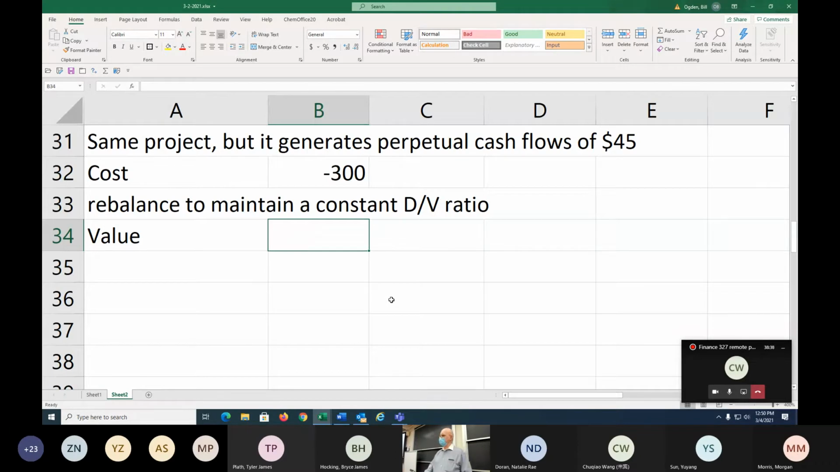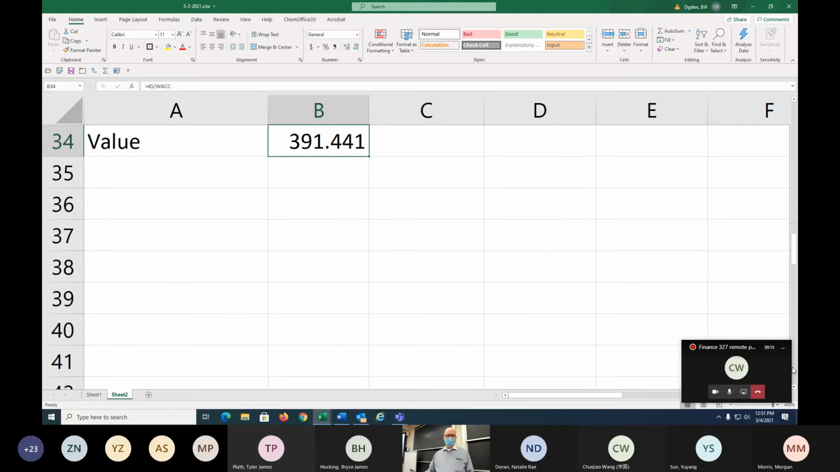Okay, we're going to do the NPV first. So in fact, we're just valuing it. So let's use the WACC. Let's value it first. Okay, we're going to say it's a $45 cash flow, and perpetual cash flows divide by the right R, WACC. And we get 391,441. Okay. All right, here we go.